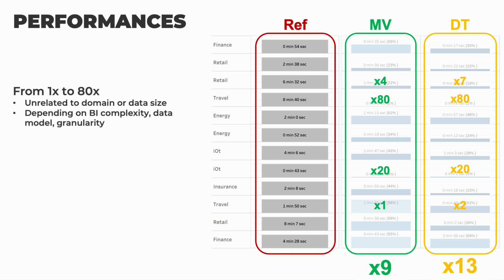Now, let's be a little critical. Why is it that on some lines we're only at times 1 and on others we're at times 80? Well, I can already tell you that it has nothing to do with the domain. I'm going to have retail use cases that will be greatly accelerated and retail use cases that won't be accelerated. Nor is it related to the size of the initial data. It has much more to do with the complexity of what's going on in the dashboards.